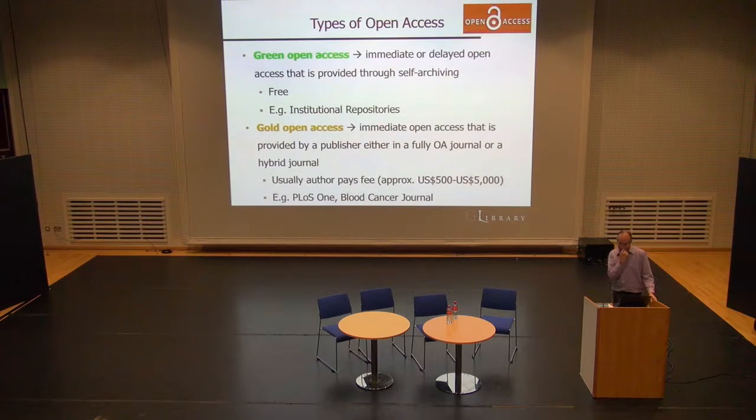Okay, so there are different types of open access. Green open access is immediate or delayed open access that's provided through self-archiving. Basically that means putting stuff into the UL institutional repository, which is classified as self-archiving, and that's free for the reader to view and also free for you to put it in. Gold open access is immediate open access provided by the publisher, in one of their journals, and with that you generally have to pay. Okay, and it could be a dear enough fee.